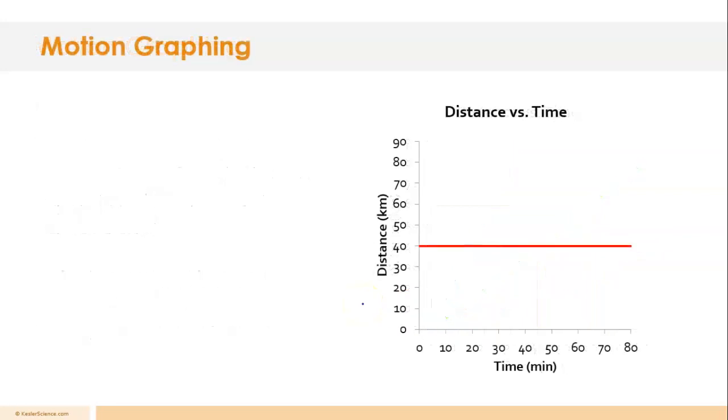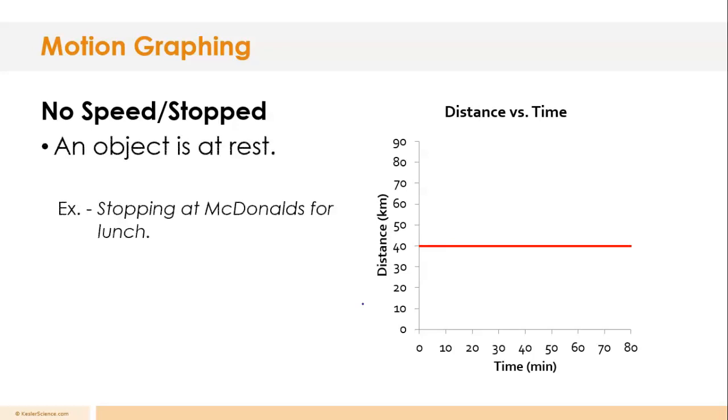The next thing that we can observe when we're looking at a distance time graph is we can tell when an object has no speed or it's stopped, or we might say it's at rest. And that is occurring when we see a horizontal straight line. In other words, time continues on. We go from 0 to 10 to 20 to 30 to 40 to 50 to 60 to 70 to 80 minutes, but the distance stays the same the whole time. Okay, the distance is always 40. And so we say that an object is at rest when that is true.